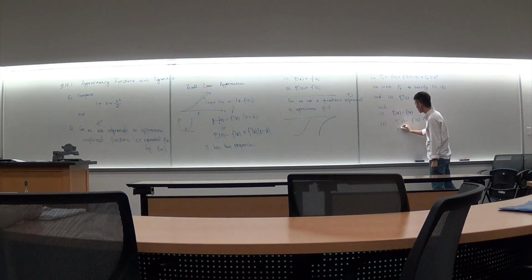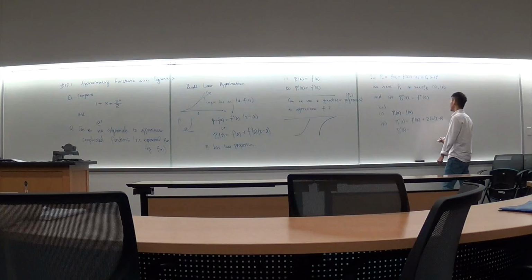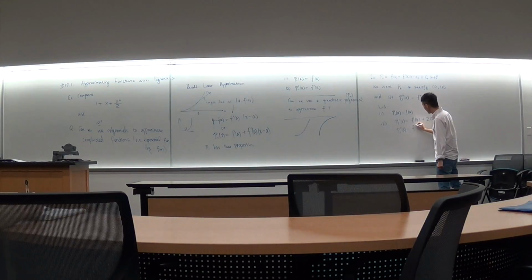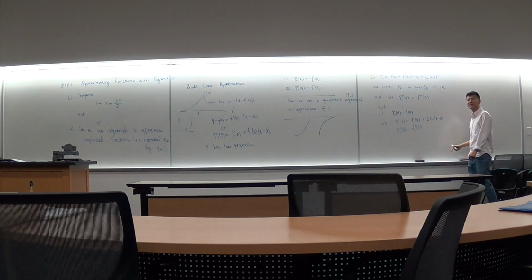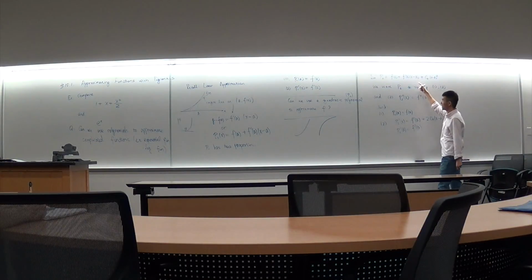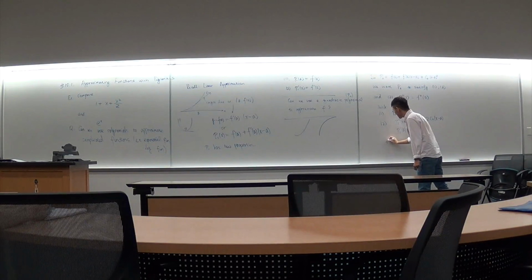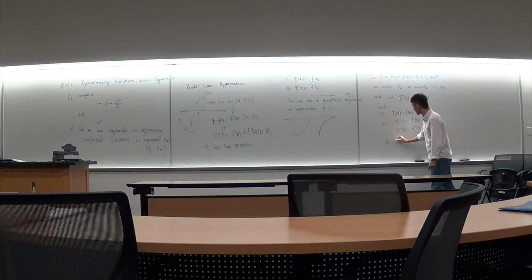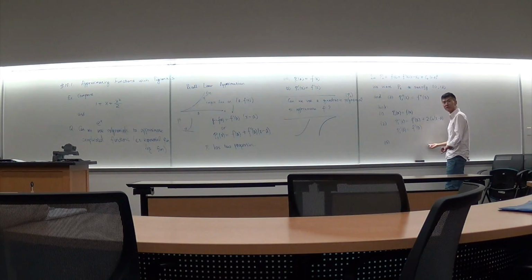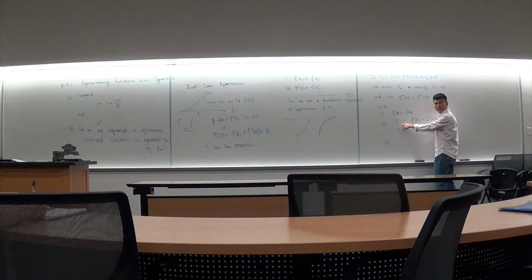Now, what is P2 prime of A? This term is gone, because A minus A is 0. So the second condition is still true for this P2. Now let's check the third condition. We need to find the second derivative of P2. How do we find it? We find the derivative of P2 prime. That's the second derivative.